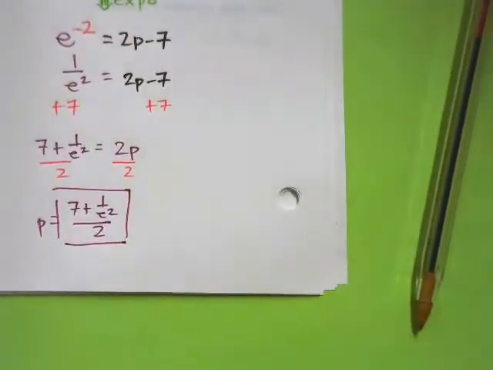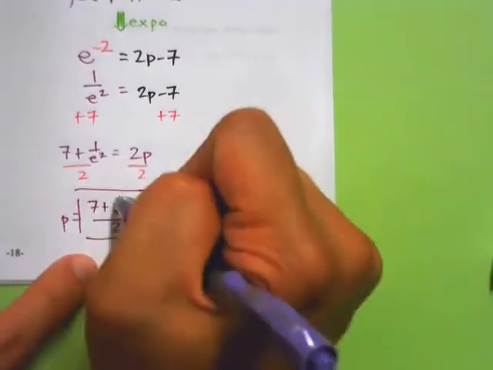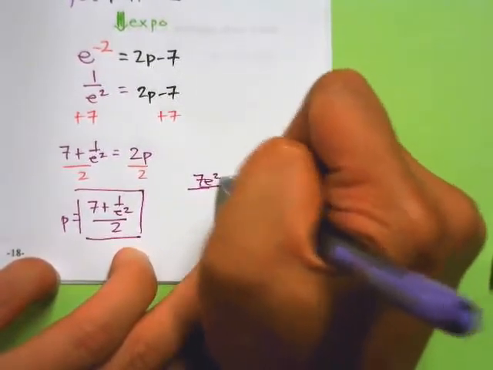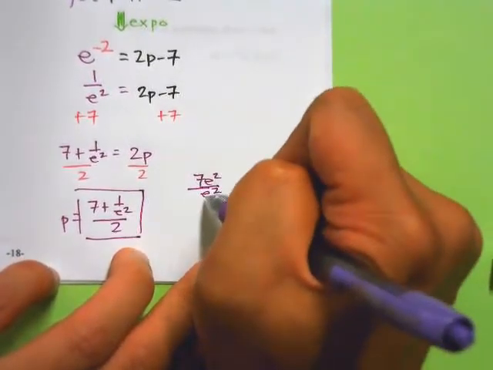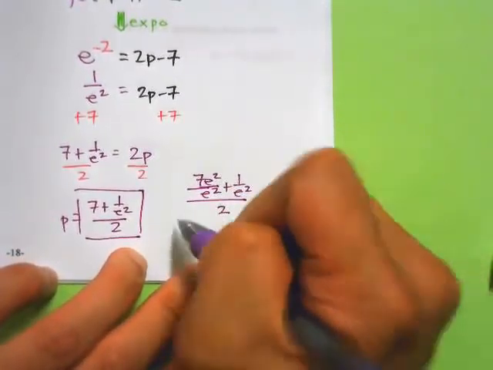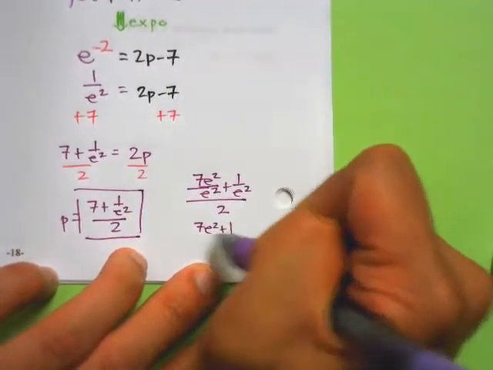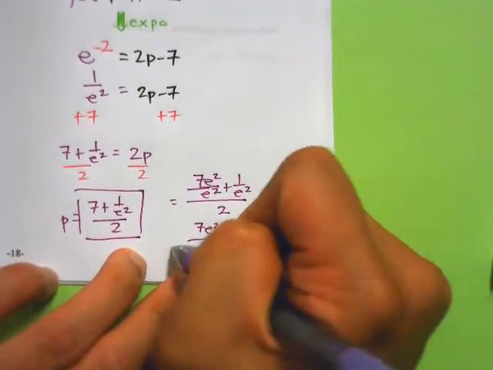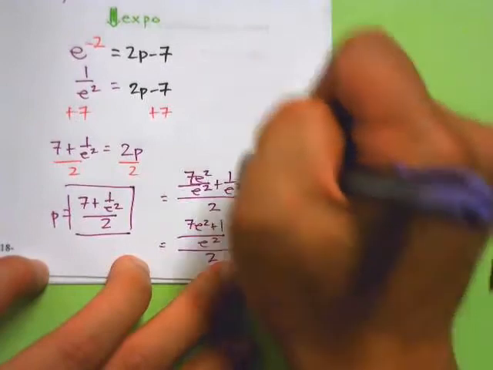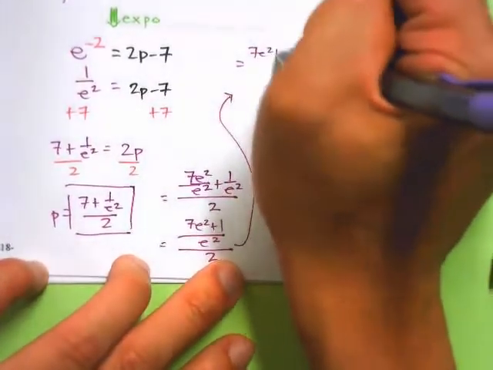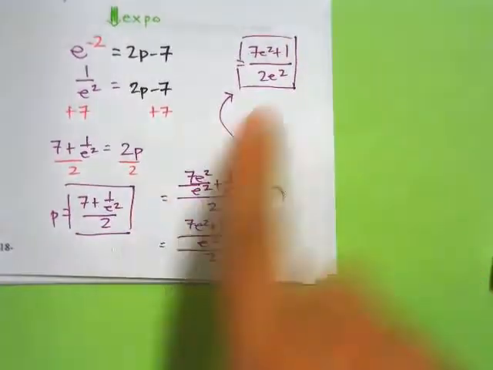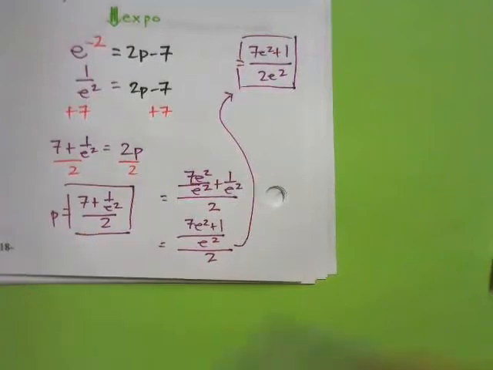But if you really want to match it up with the answer key, we're probably going to have to do this one first. This is going to be 7e squared over e squared, because if we can't cross these out, it just leaves 7. Then this is going to be 7e squared plus 1 over e squared, divided by 2. To divide by 2, we put the 2 on the denominator. So this is going to be 7e squared plus 1 over 2e squared. This is technically nicer, but the other is fine for AP Calculus as well.